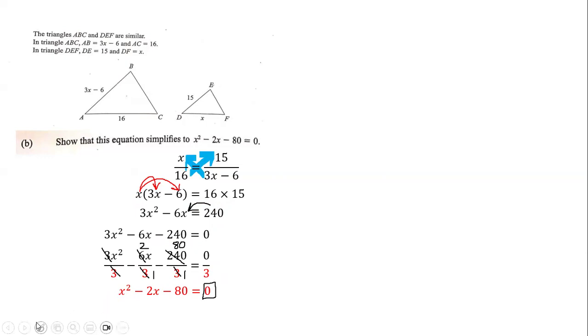And so what do we have? We have that this 3 and this 3 cancel out, so we're just left with x squared. And we have 2 times x, that's why we have 2 times x. Then we have 80, so we have 80 here. And so we have x squared minus 2x minus 80 is equal to 0. And so we showed that our equation simplifies to x squared minus 2x minus 80 is equal to 0.